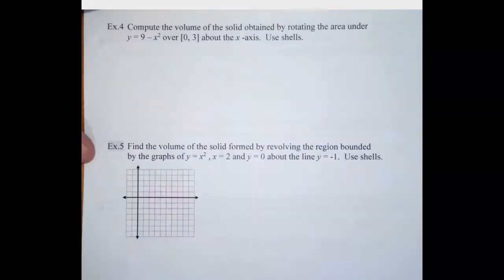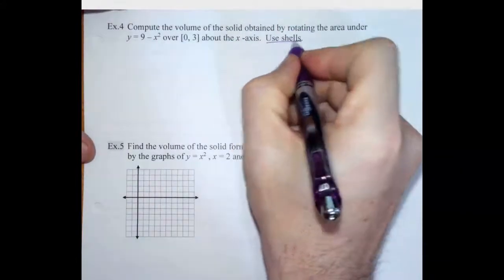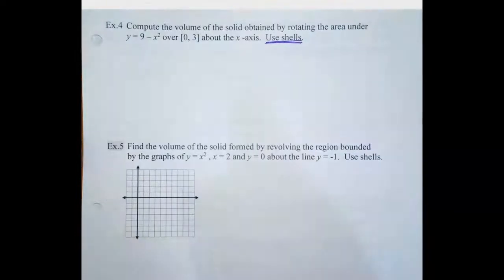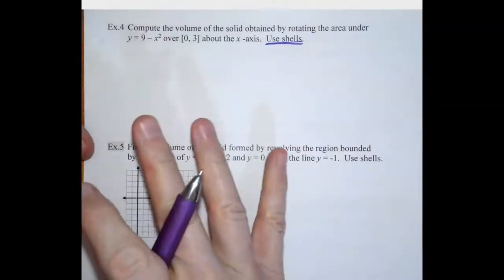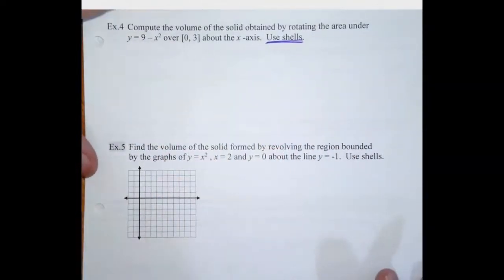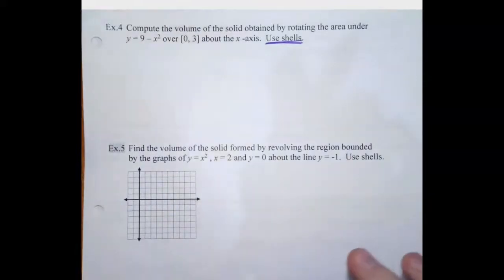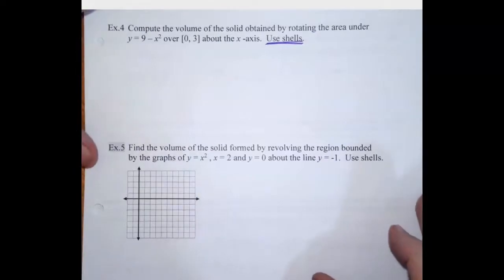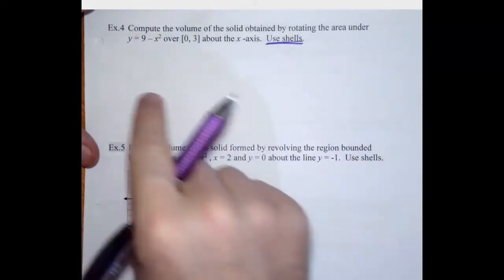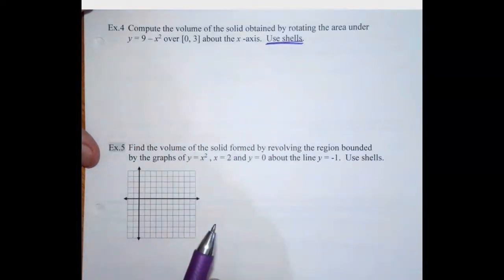Okay. Alright, so the AP test does not require the use of shells. So this one says use shells, but the AP test is not going to do that. I may have one on a test where I ask you to use shells, but you can always use disks and washers. The thing is that shells might be easier, and if it is, then you're allowed to use shells, but they won't require you to use shells. None of the multiple choice on the actual test should have shells. If they ask you to set it up, it'll be disks and washers. But if it's on the free response, you can use either one.